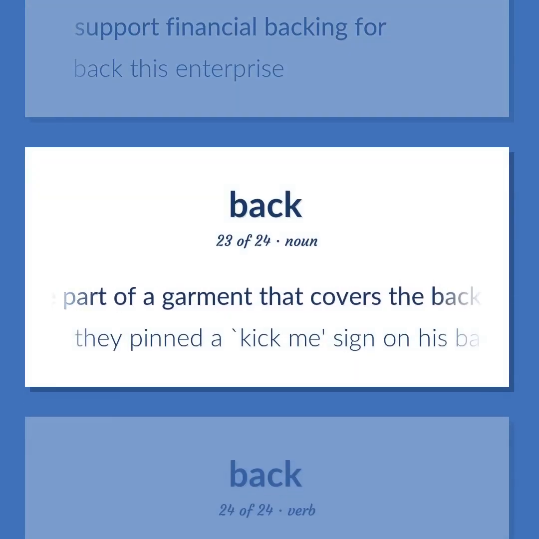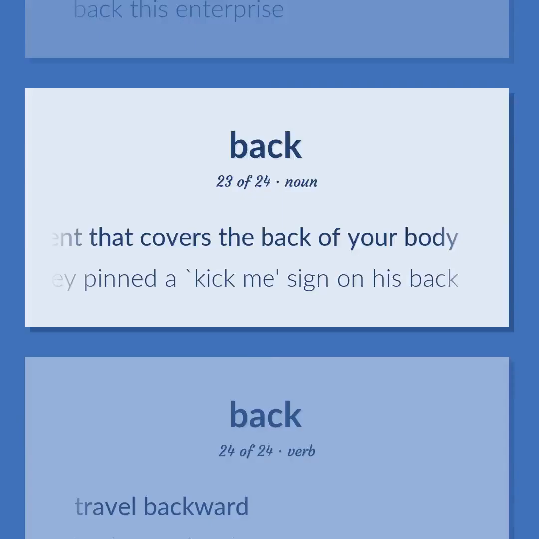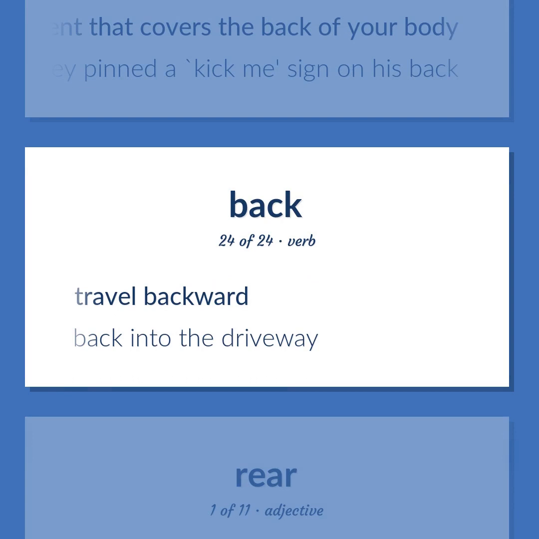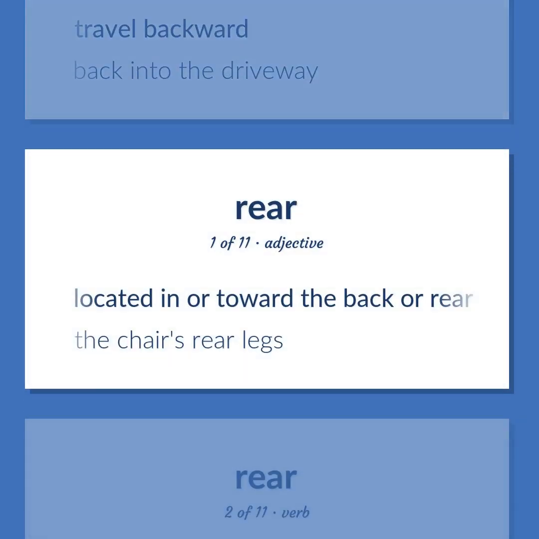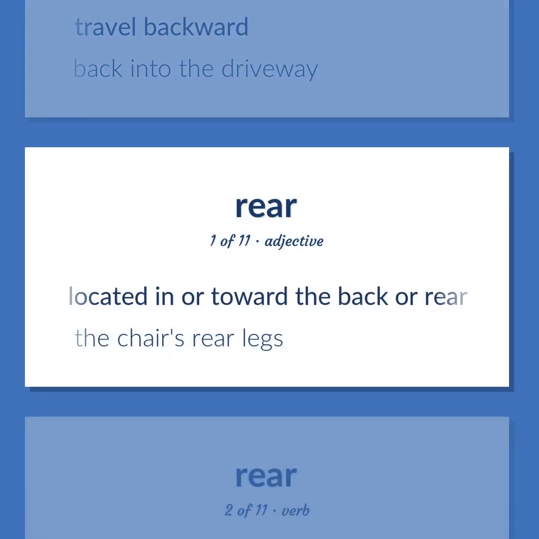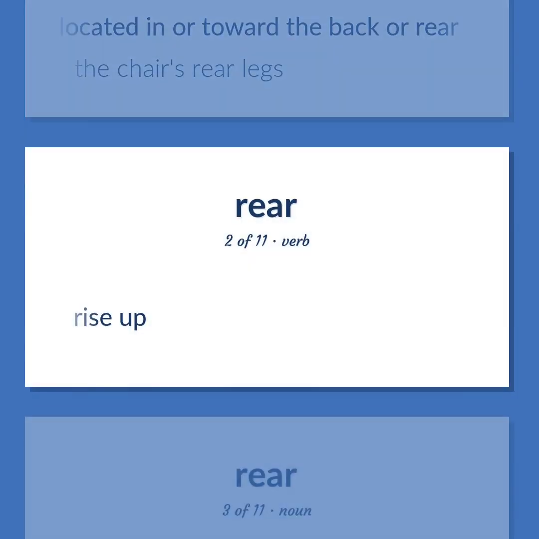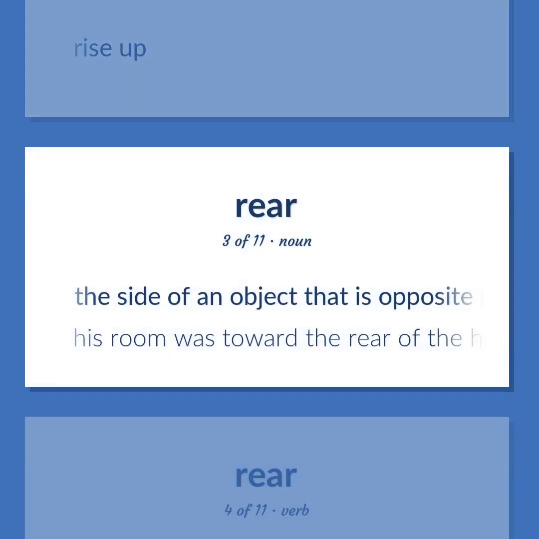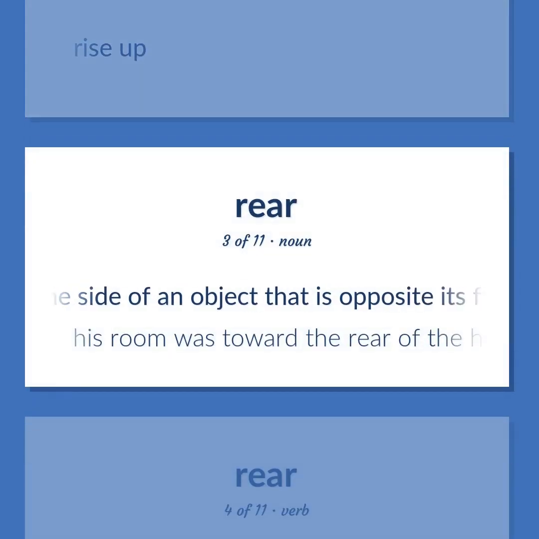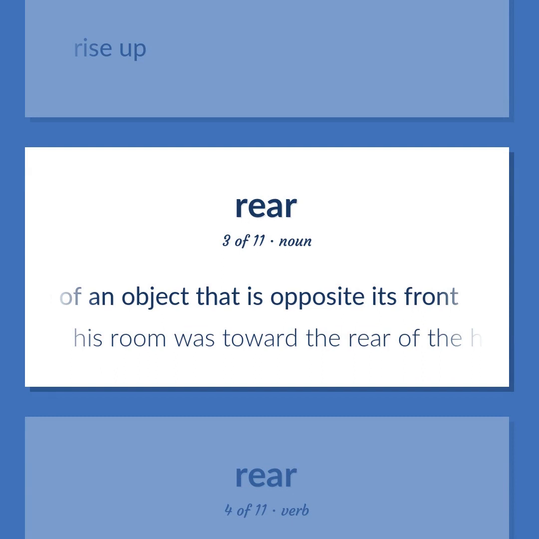The part of a garment that covers the back of your body. They pinned a "kick me" sign on his back. Travel backward. Back into the driveway. Located in or toward the back or rear. The chair's rear legs. Rise up. The side of an object that is opposite its front. His room was toward the rear of the hotel.